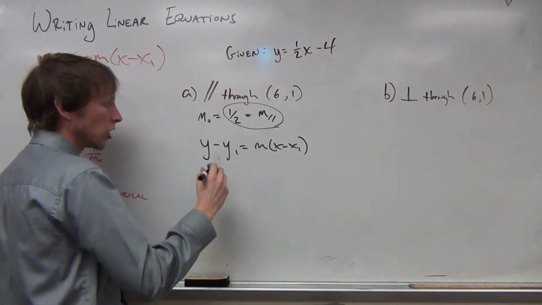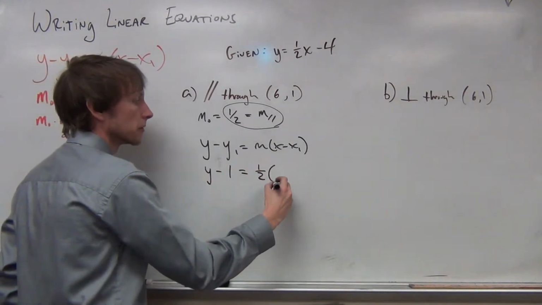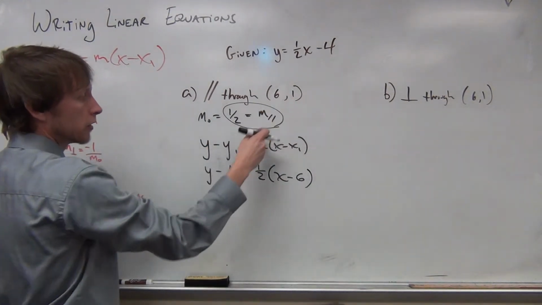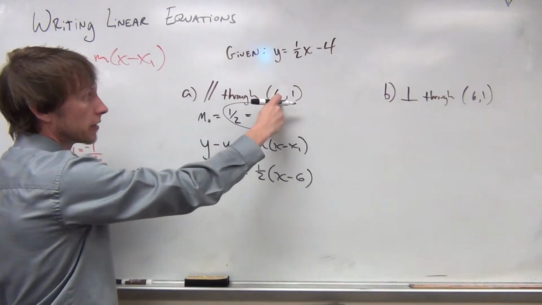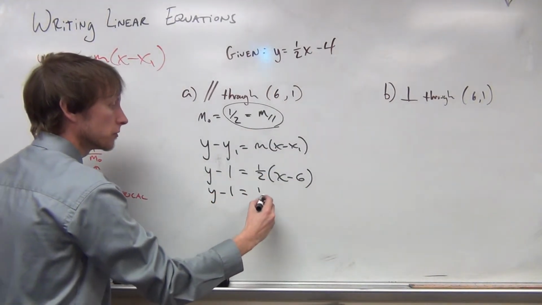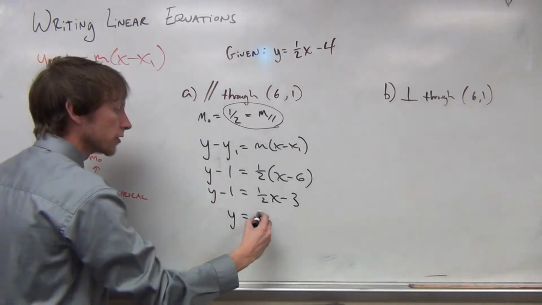The repetition will help us when it comes time to recite. The y1 value is -1. The slope is the same as the original, 1/2. And then the x1 value is 6. We'll do distribution. And then we will add 1 on both sides.